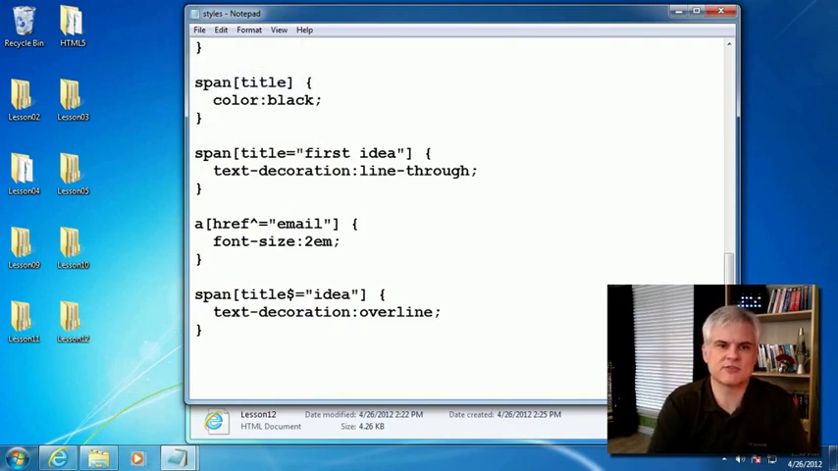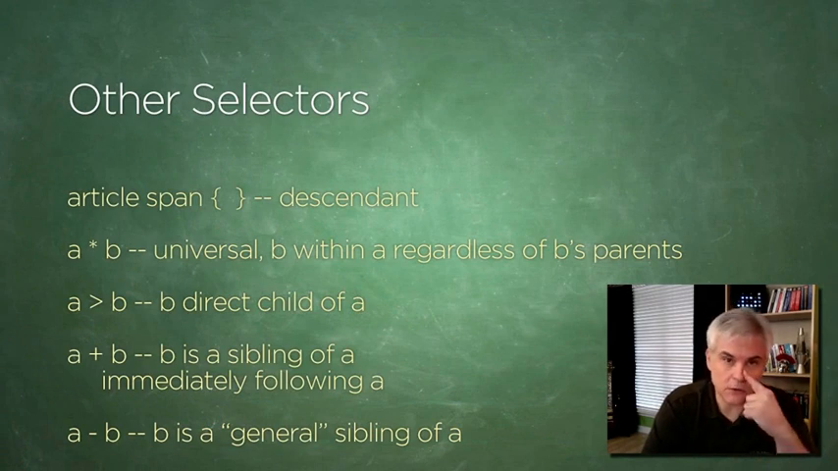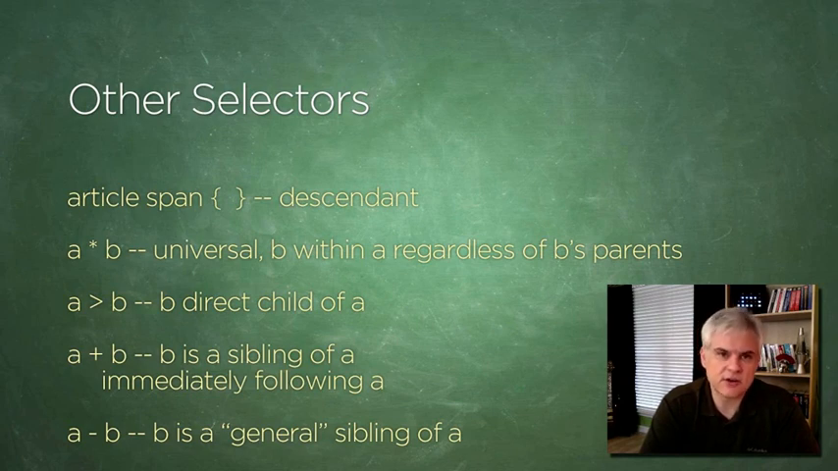Okay, and there's several others that I just didn't take the time to incorporate into this example. Let me just pop them here on screen. There are descendants. So in this case, article span, it would select all span elements that are descendants of article, as opposed to span elements that are descendants of section or some other tag. Then there's where you can use an asterisk character, which means universal. So give me any tag within this other tag A, regardless of B's parents. Okay, and then you've seen this used, the direct child, where the list item is a direct child of an unordered list. So style up those list items.